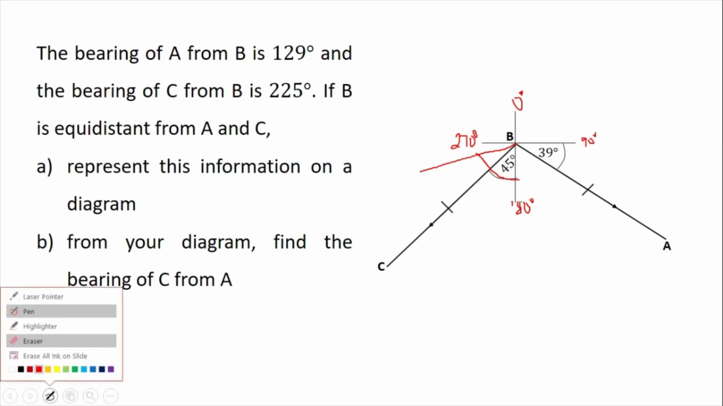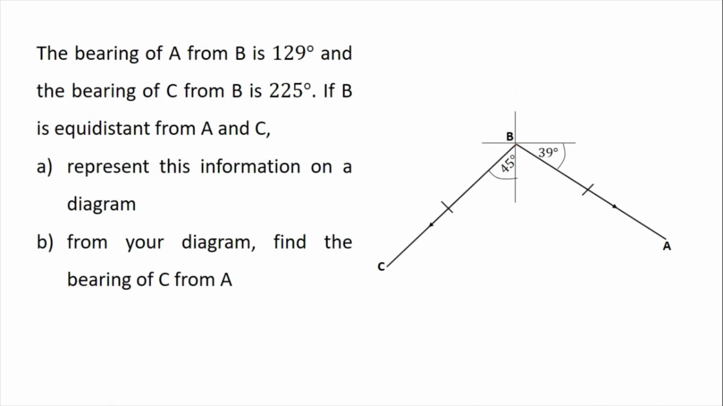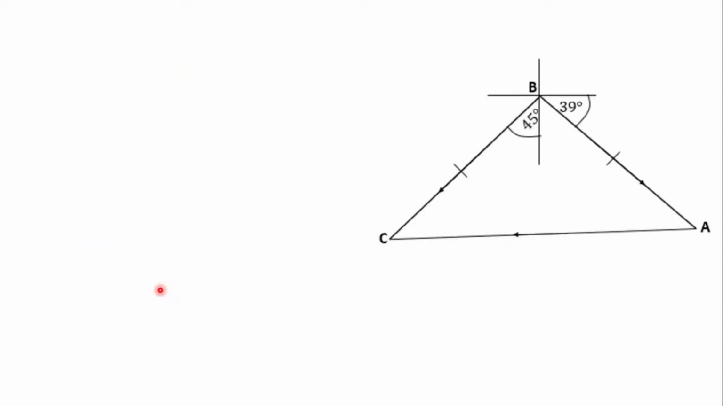Okay, so you have been able to illustrate this information here on the diagram. So that is the first part of our question. The second part of our question says that from the diagram, we should find the bearing of C from A. In order to find the bearing of C from A, what we have to do is join A to C as we have done in this diagram here. So let's go on and find the bearing of C from A.